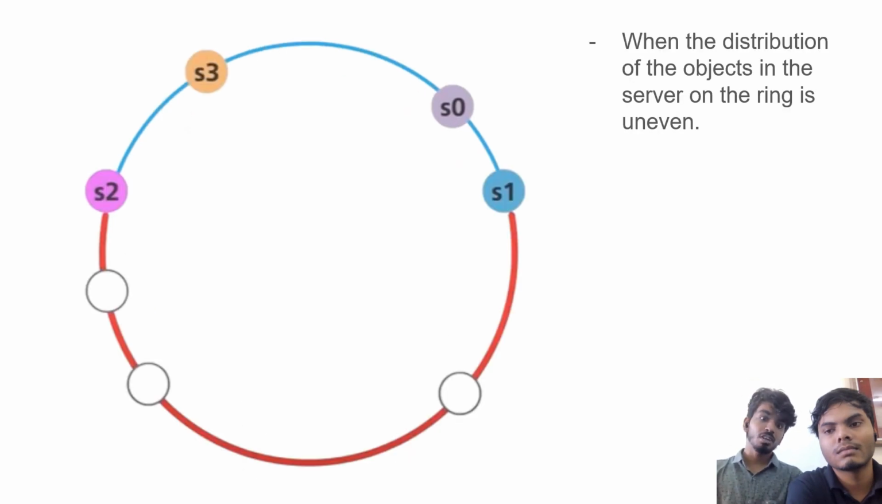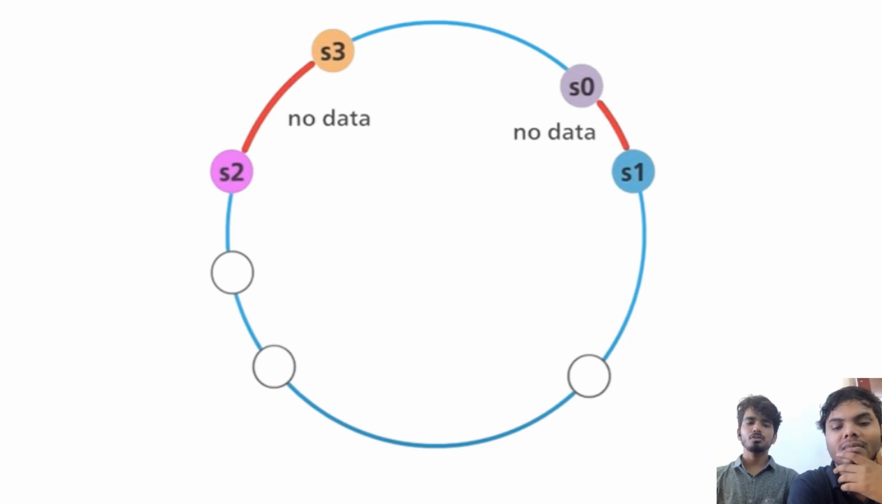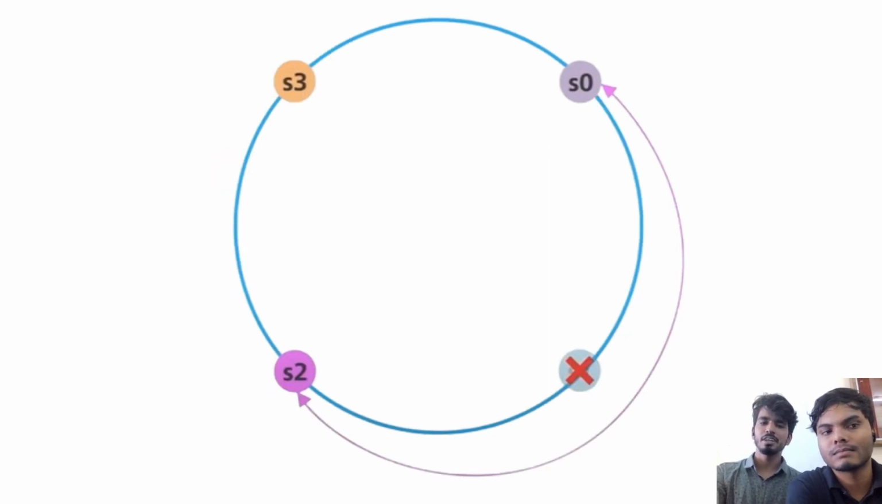But what if servers and objects are unevenly distributed? Then the challenge occurs, because there is no data between S2 and S3, there is no data between S0 and S1, and there is a huge amount of data between S2 and S4, S1. So that is a big challenge. Let's see how we will handle this.